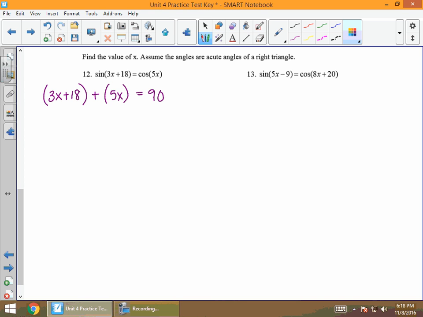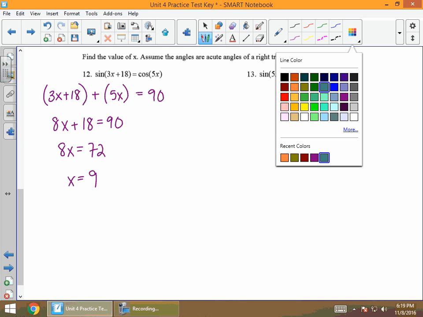So combine like terms, 3x and 5x is 8x plus 18 is equal to 90. Subtract 18 on both sides. You'll find that 8x is equal to 72. And divide both sides by 8. You will find that x is equal to 9.